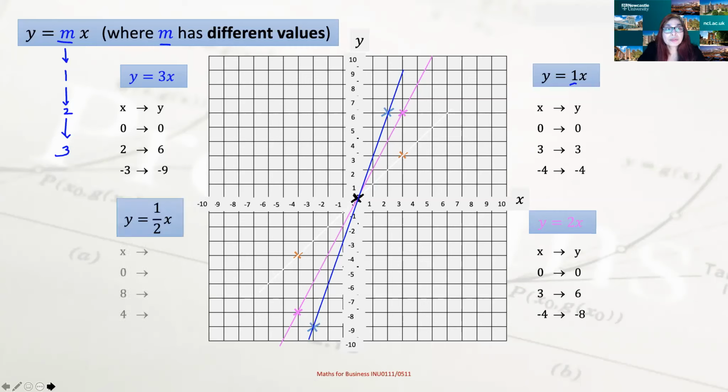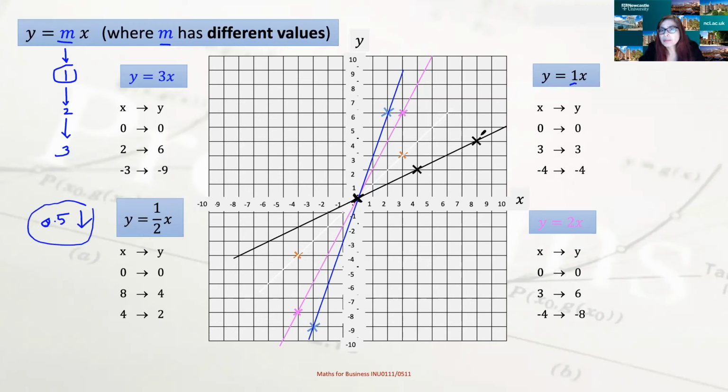And then I'm going to now decrease m to half. Half is nothing but 0.5, yeah? I'm going to decrease the value from my initial value. The initial value was 1, yeah? I'm going to decrease it now. The value has decreased. Look at that. What happens? The line has become flatter. It's less steep than all the other lines, yeah?